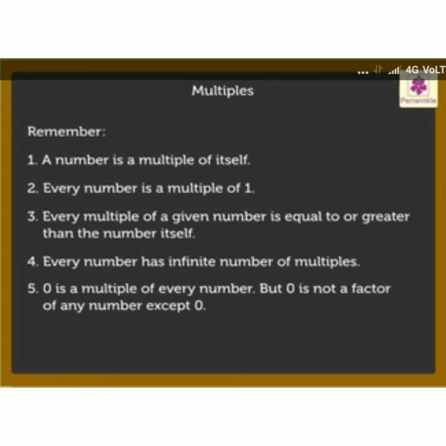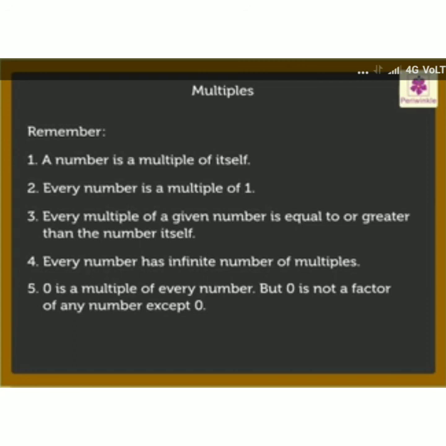Then the third point: every multiple of a given number is equal to or greater than the number itself. For example, I want to find the multiples of 5. 5 ones are 5, 5 twos are 10, 5 threes are 15, like that. So what is the starting number of the product? 5. It starts from 5 and goes on. So a multiple of a particular number is equal to or greater than the given number. Definitely it is not less than the given number. That is your third point.